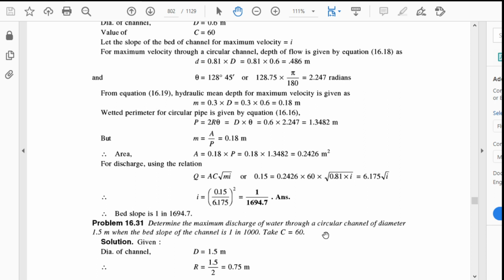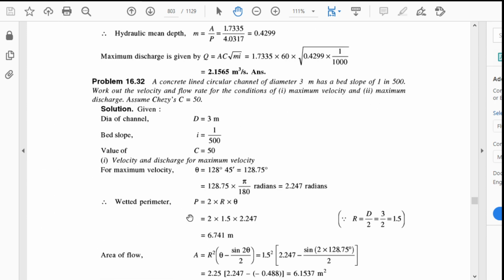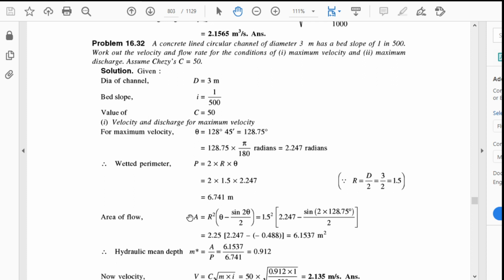You will get the value of your bed slope as 1 in 1694.7. Okay, this is a very simple example, and it is related to the maximum velocity condition. Now we will see an example which contains both conditions, that is maximum velocity and maximum discharge.